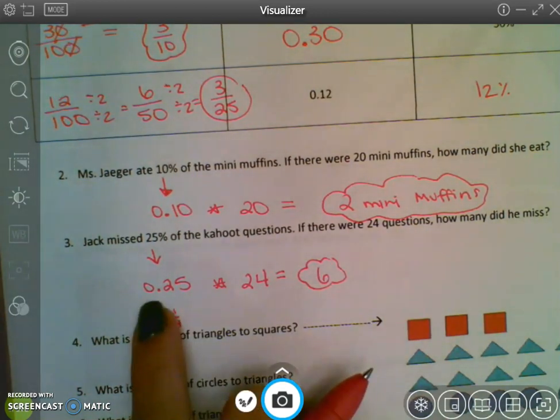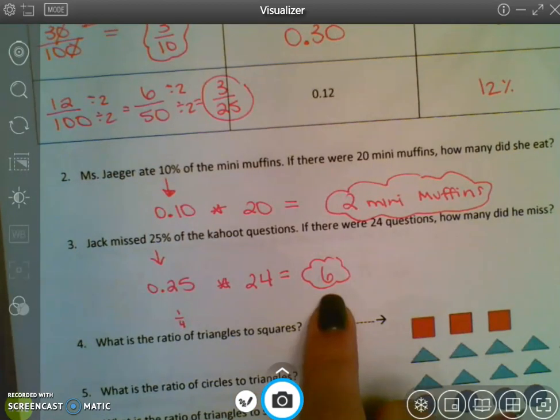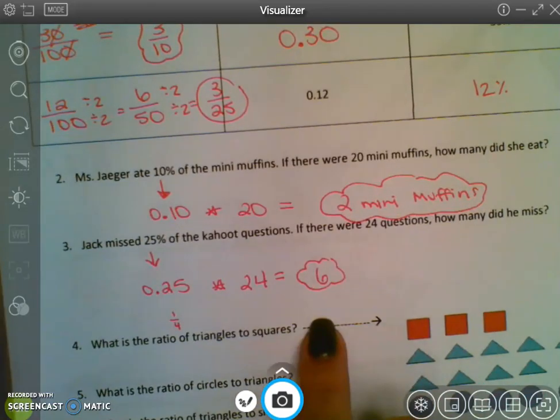But make it into a decimal, multiply by the total, and that gives you the number. This should always be smaller because you're doing a percentage of the total. So if it's not smaller, something went wrong.